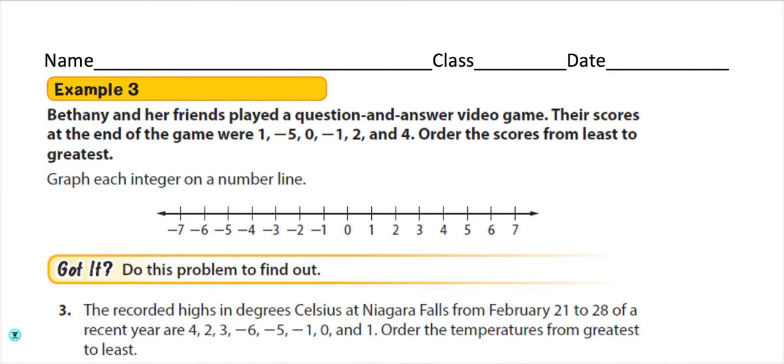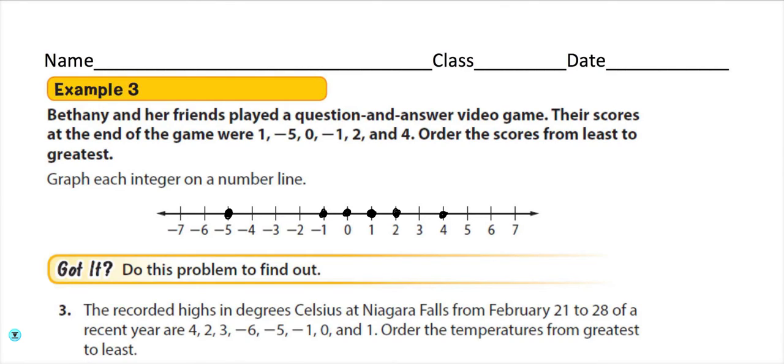So we have 1. Let me make my ink just a hair bigger. Okay. So then we have negative 5. And then we have 0. And then we have negative 1. We have 2. And we have 4.